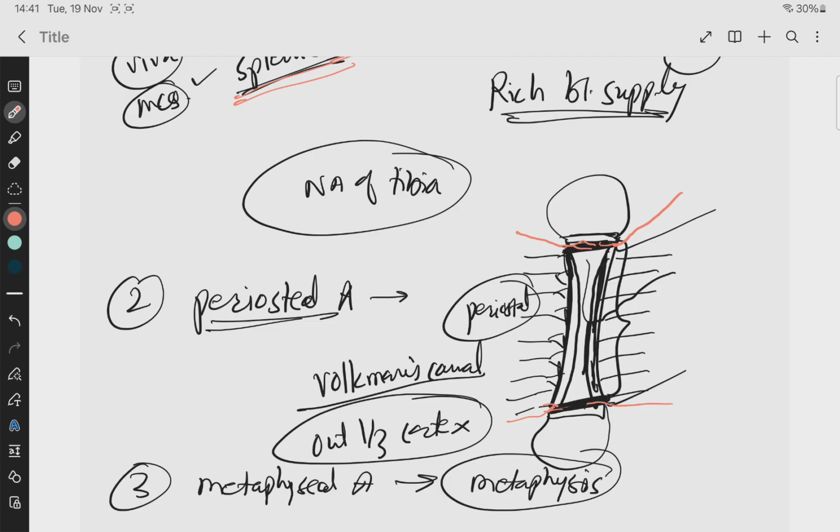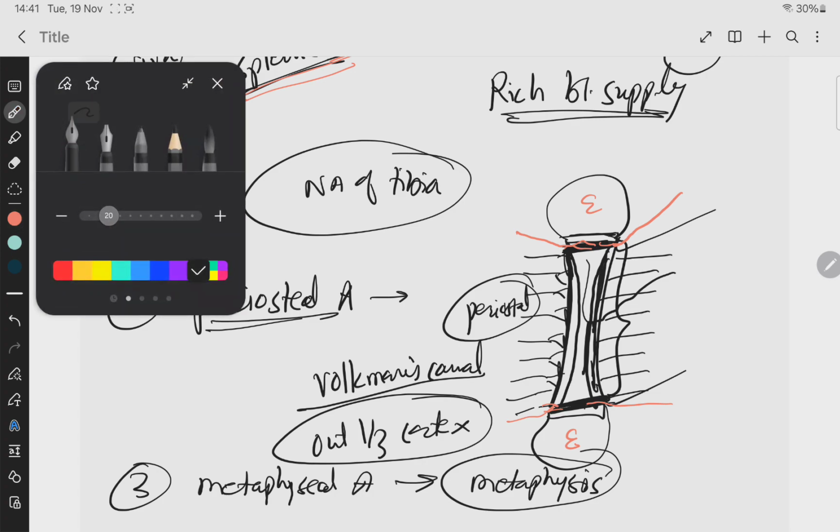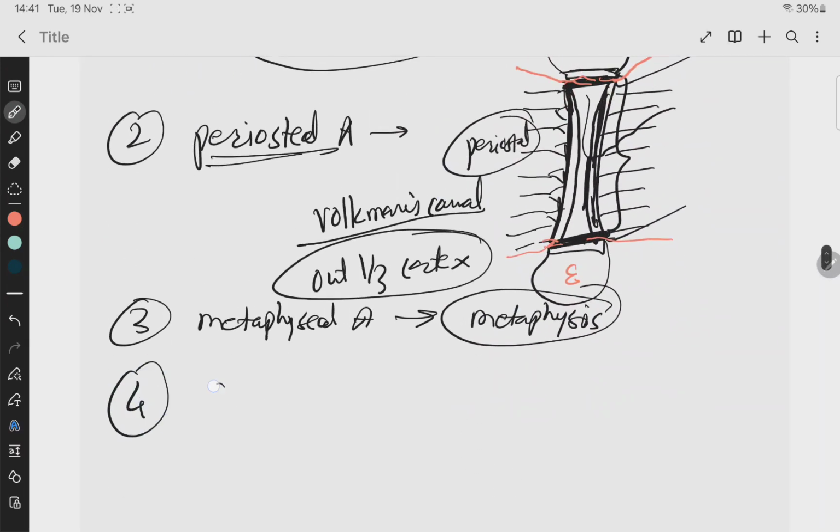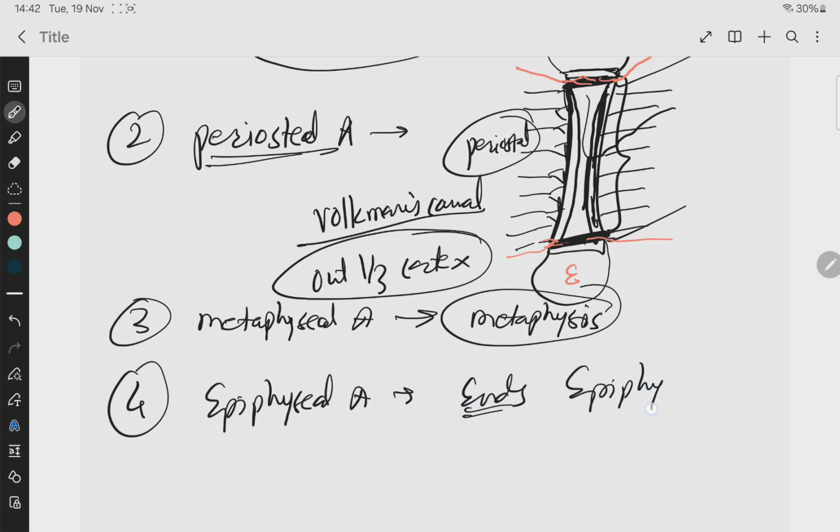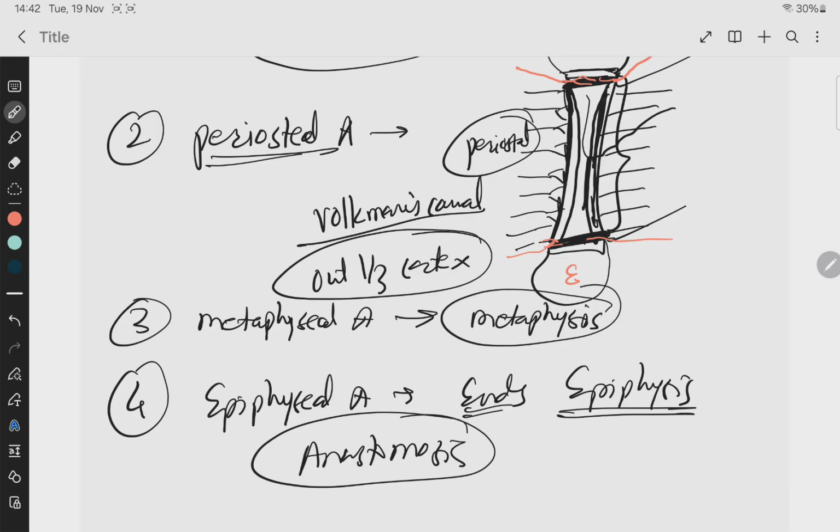Okay, then the ends of the bone are called the epiphysis, and here comes the fourth set of artery, called the epiphyseal arteries, which supply the ends of the long bone, the epiphysis. They are derived from branches coming from the anastomosis around the joint. So the blood supply of a long bone has four vessels: nutrient artery, periosteal artery, metaphyseal artery and epiphyseal artery.